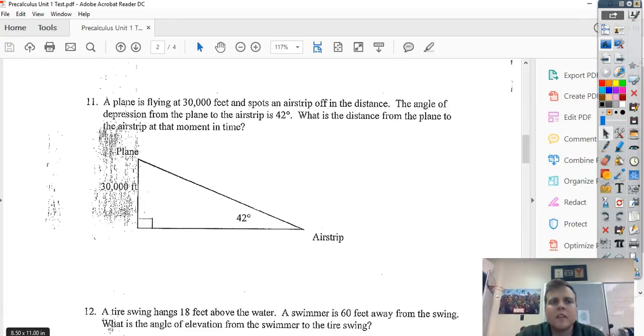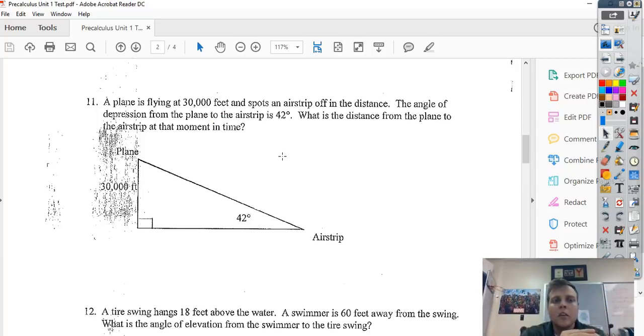Okay, number 11. A plane is flying at 30,000 feet and spots an airship off in the distance. The angle of depression from the plane to the airship is 42 degrees. What is the distance from the plane to the airship at that moment in time? There are 2 ways to do this problem. Actually, it's probably more than 2 ways, so I'm going to give you 2 ways.